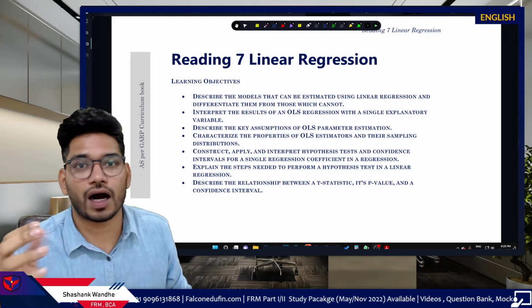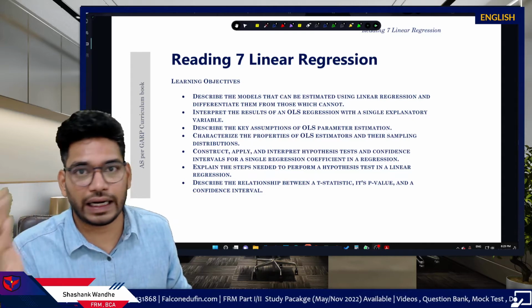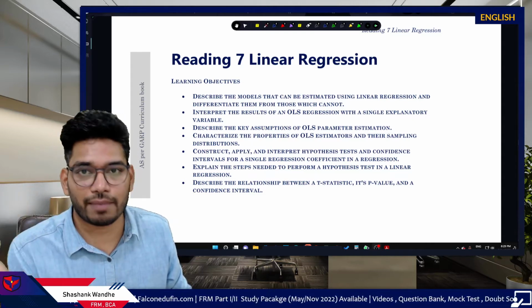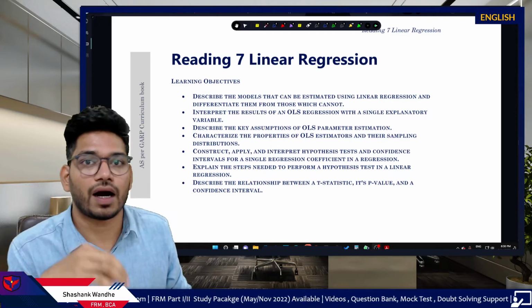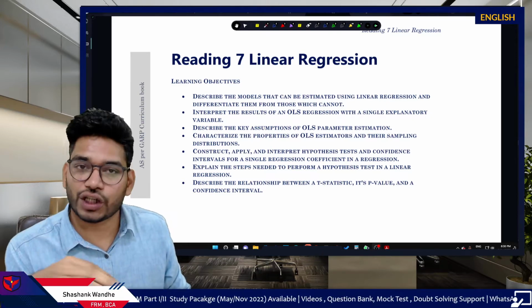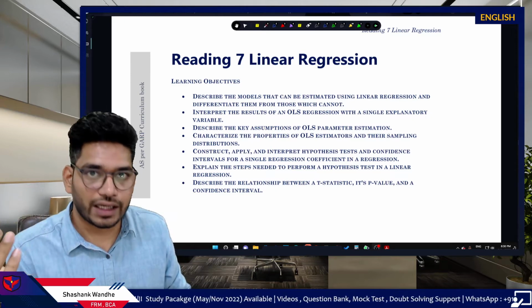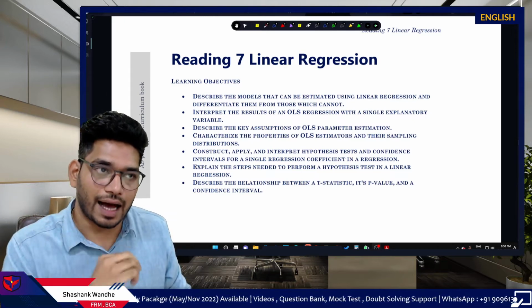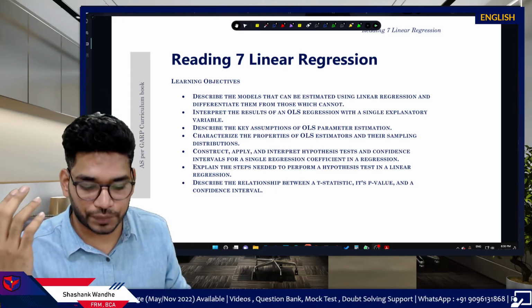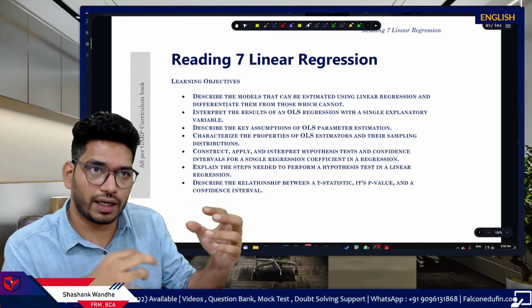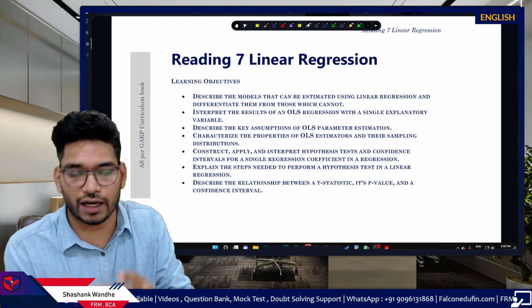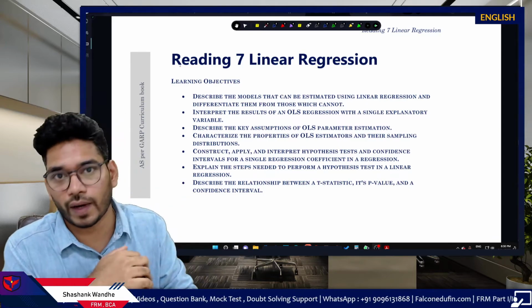In the first part, we mainly covered reading number 1 to reading number 6, that is the probability till hypothesis testing, the first 6 readings of the quant section. Now in this second part of this series, we will finish the complete quant. So we'll start with reading number 7, linear regression, and we will cover it till the last topic, which is simulation and bootstrapping. I will tell you what the important areas are, what type of questions to expect from a particular reading and everything. So the complete guidance will be provided in this video.